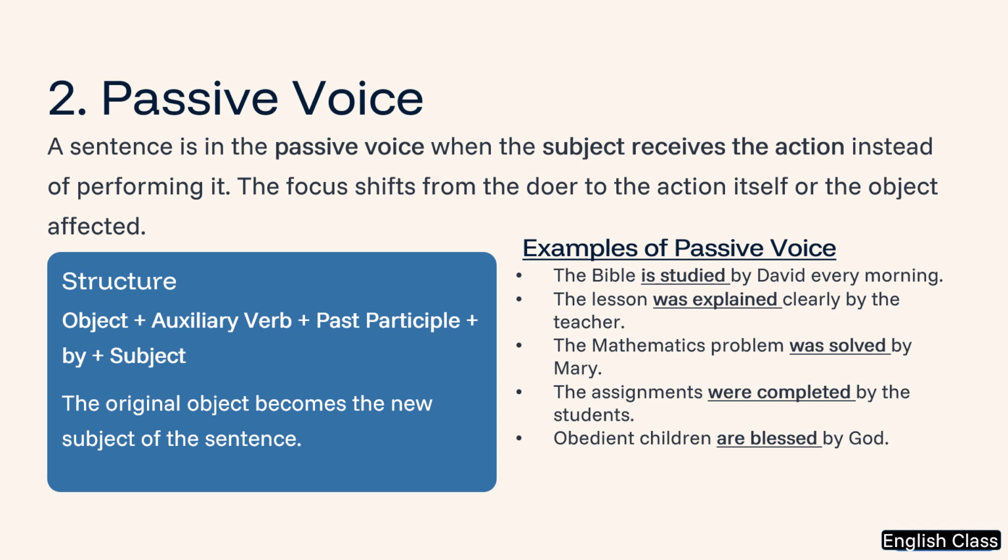Obedient children are blessed by God. You can see the other time we have God blesses obedient children. Now we have obedient children coming first, plus the auxiliary verb are, plus blessed, plus by, plus the subject, which is God. Wow, I hope you're following. I hope you're getting it. Good. Now let's move to the next.